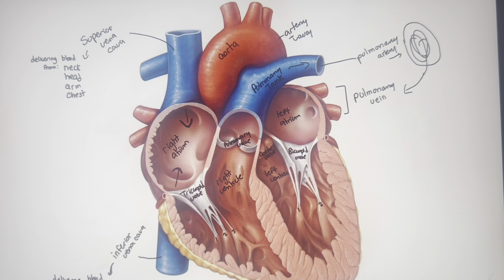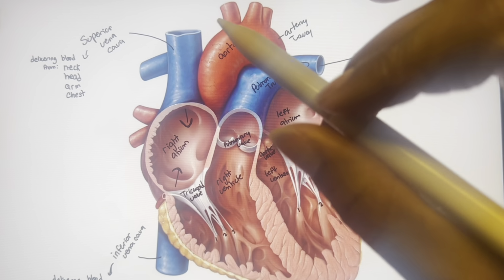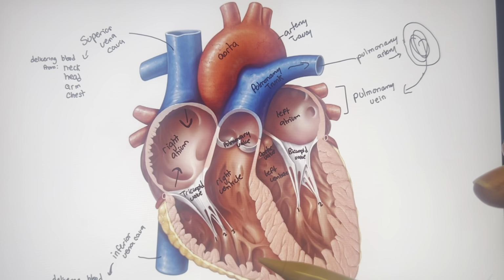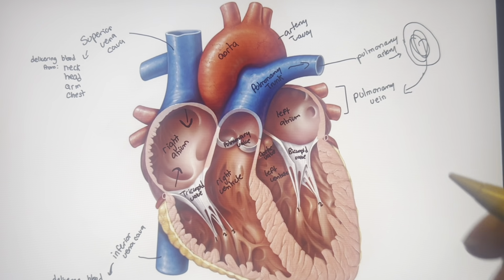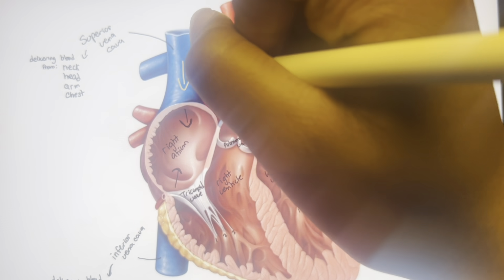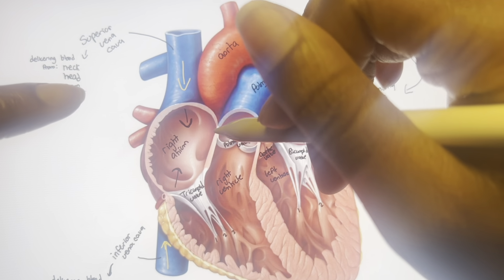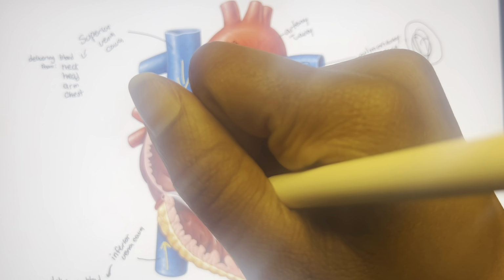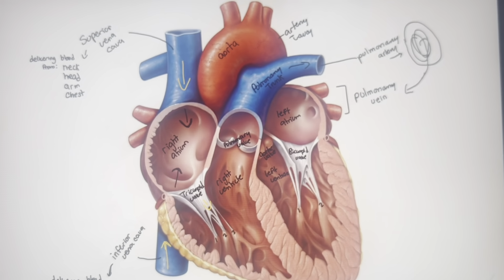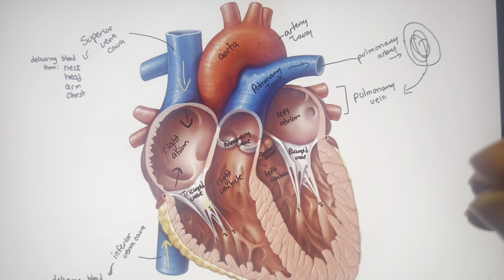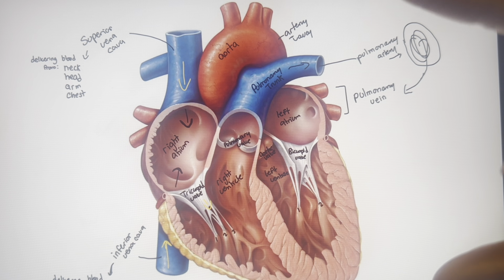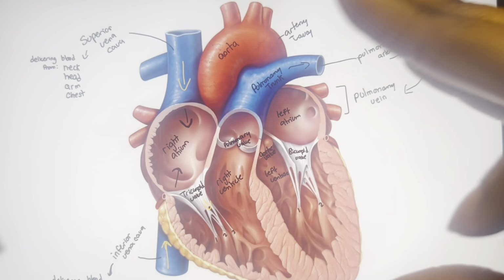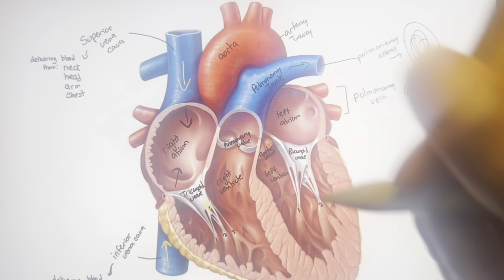So now that we have gone through the basic structures of the heart, it's time for us to actually see what's happening. So we have the superior vena cava and the inferior vena cava that is going to send deoxygenated blood into the right atrium. And then when that blood is in the right atrium, it's going to contract and it's going to push through the tricuspid valve. As soon as the blood passes through the tricuspid valve, those valves are going to close to prevent any backflow into the right atrium.